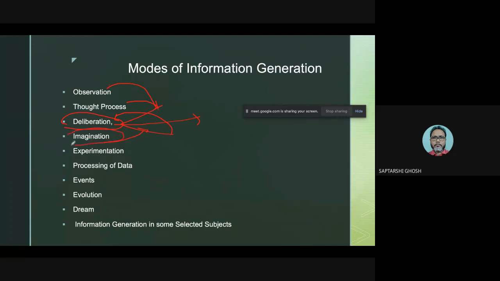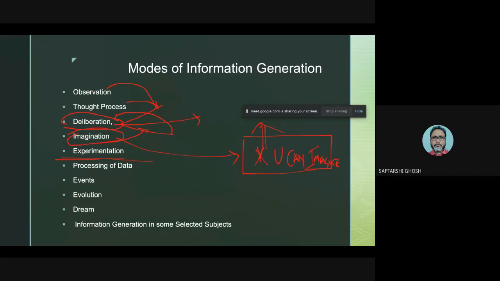Then imagination. This is what human society is so developed because of. You can imagine, and as you can imagine, you can create. And as you can create, you are superior to other animals. So that is imagination. Okay. Then experimentation, observation and experimentation.